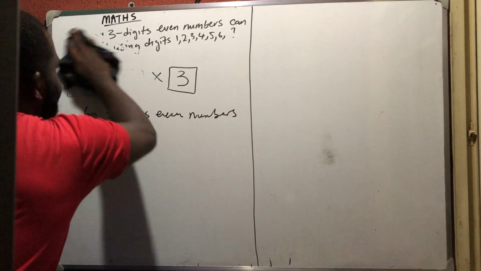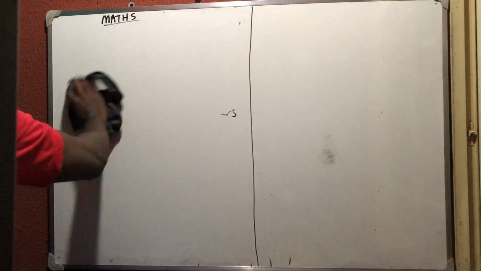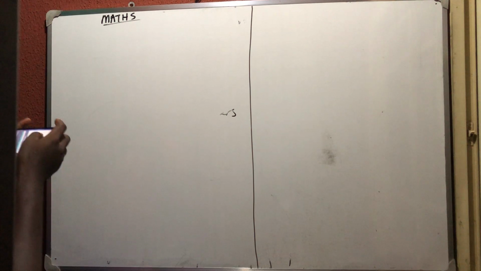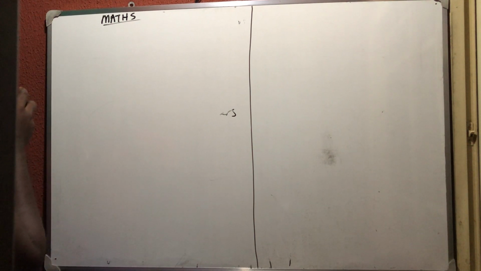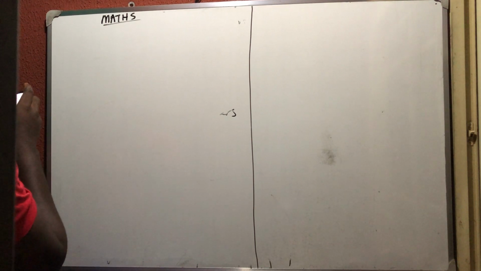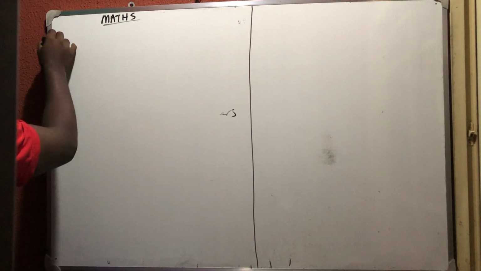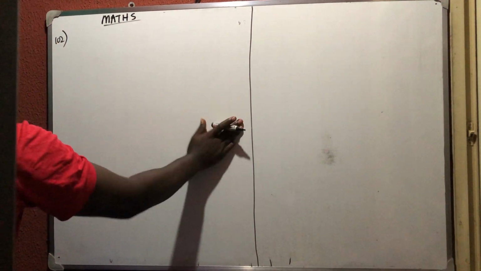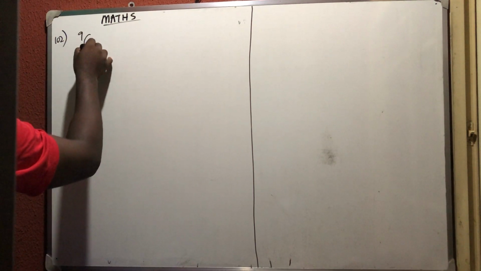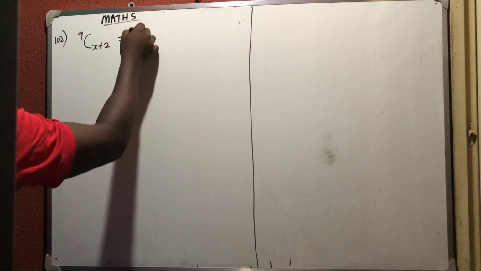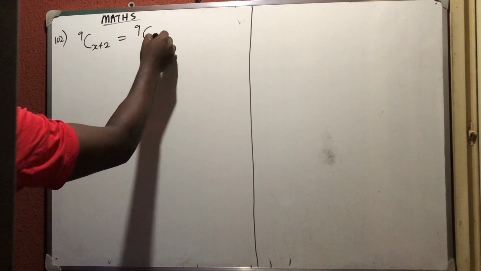So the next one, question number 102. Question number 102 said 9 combination x plus 2 is equal to 9 combination x minus 3.